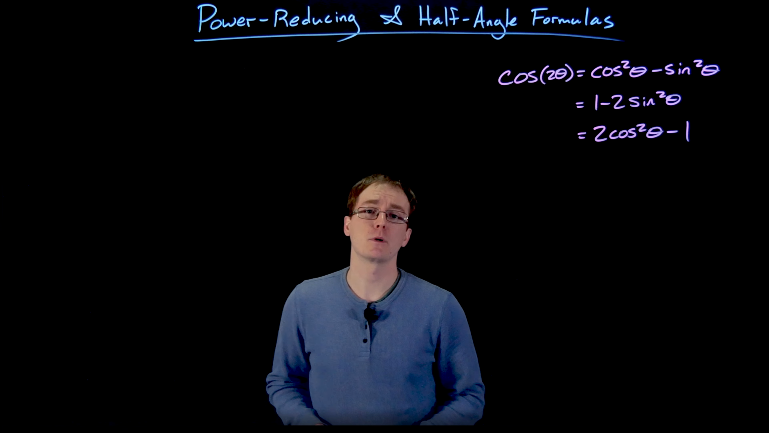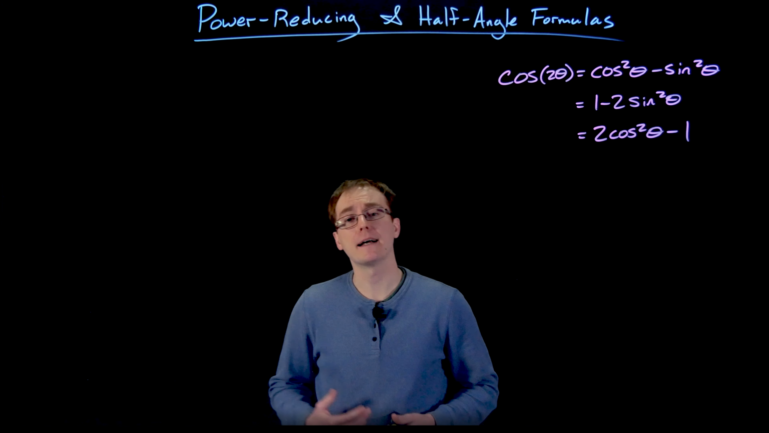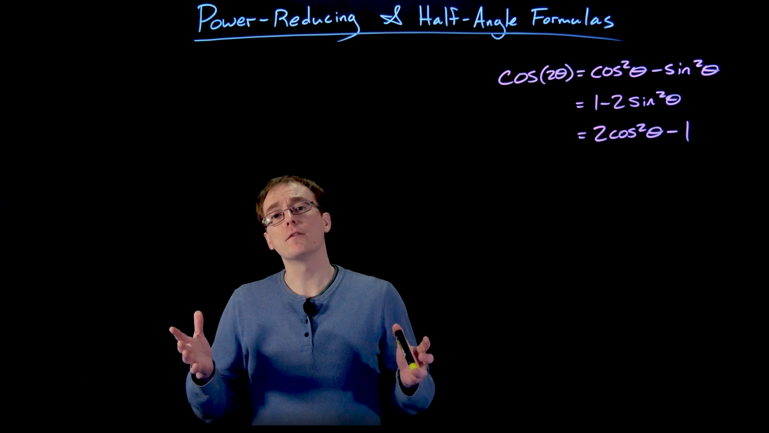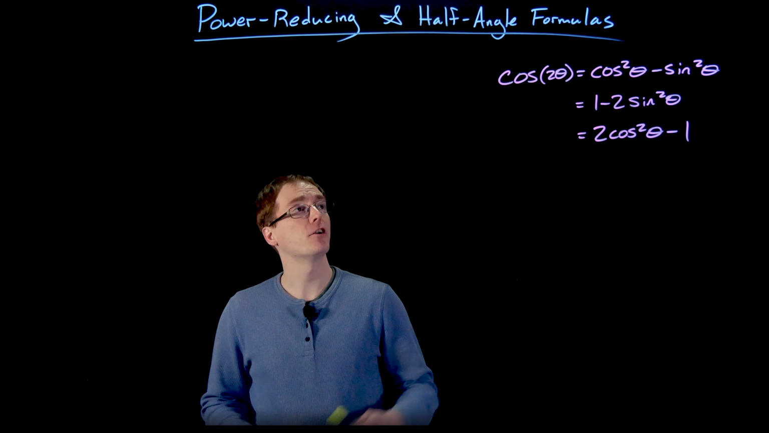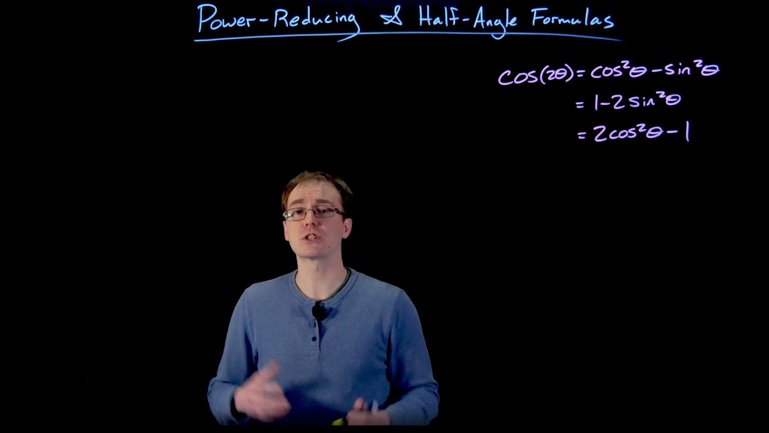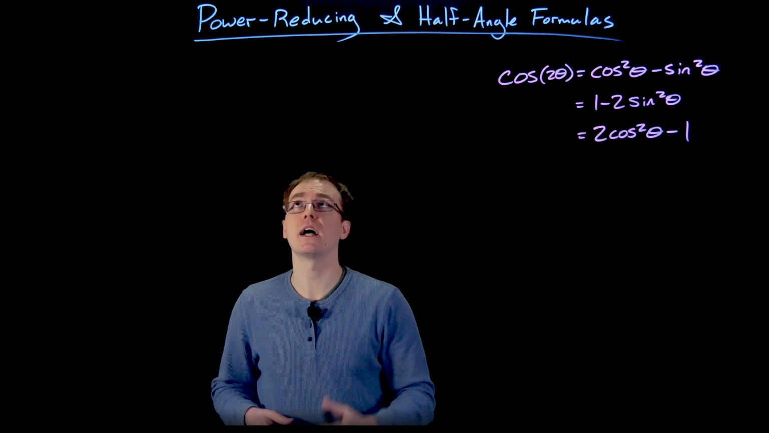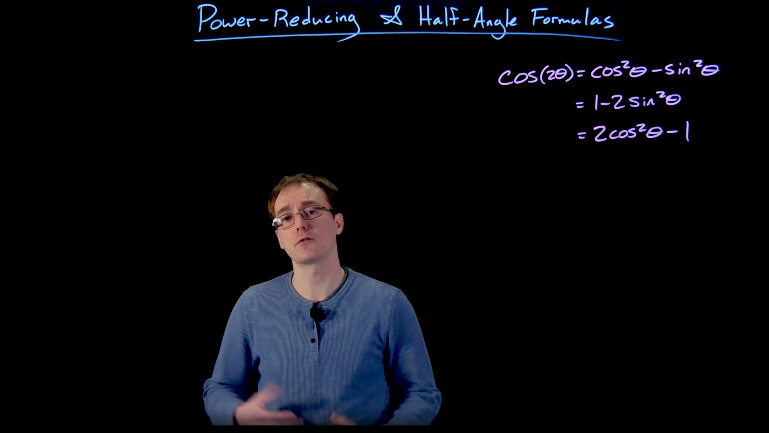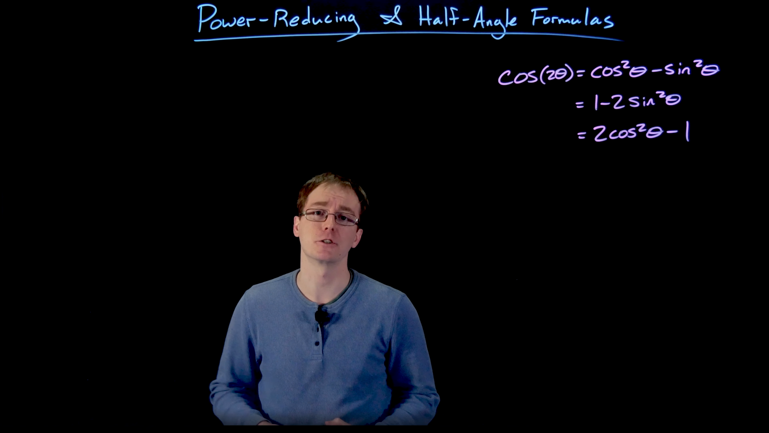Hello everyone, up next I want to talk about what we refer to as the power reducing or half angle formulas. All these formulas are going to be derived from our double angle formulas. We're just going to talk about our sine and cosine versions of these power reducing or half angle formulas, although there of course are versions for other trig functions as well.